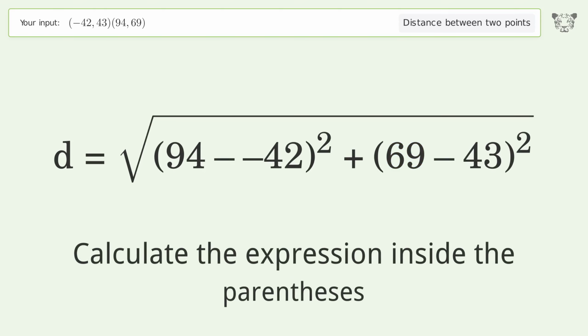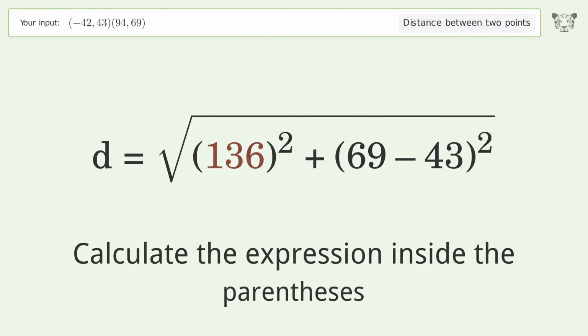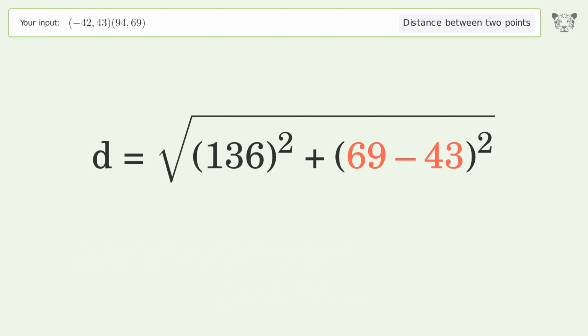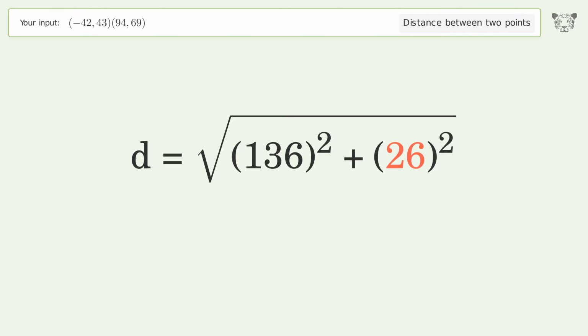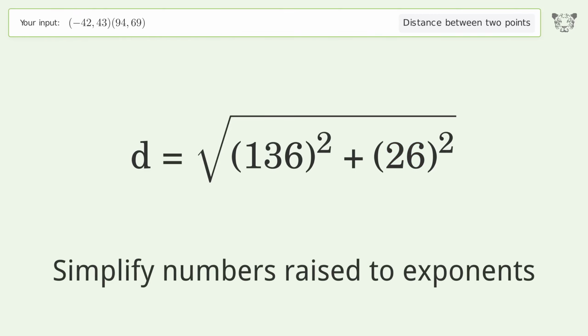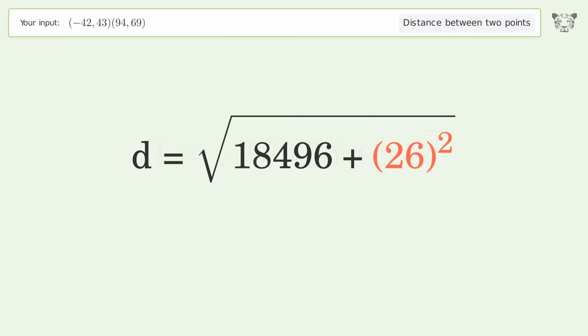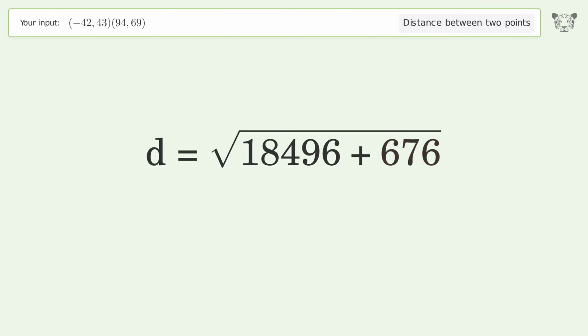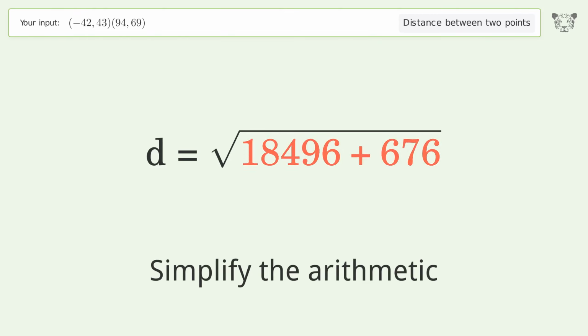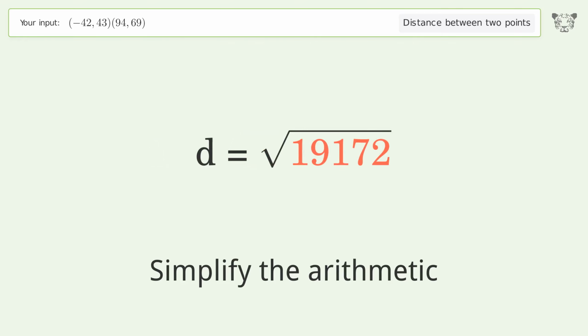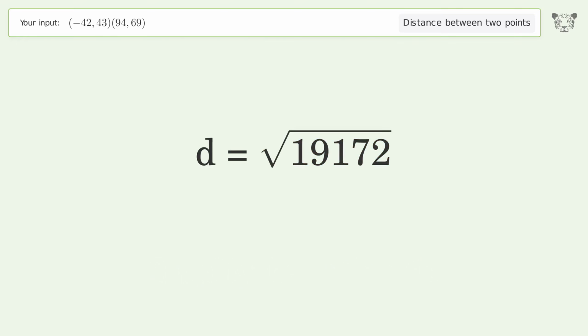Calculate the expression inside the parentheses. Simplify numbers raised to exponents. Simplify the arithmetic. And so the distance between the 2 points is the square root of 19,172 or 138.463.